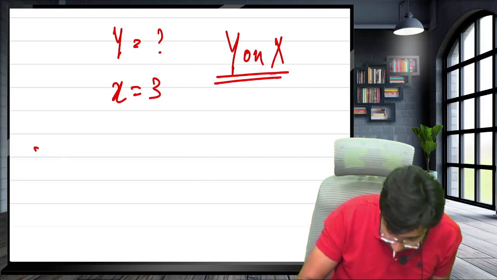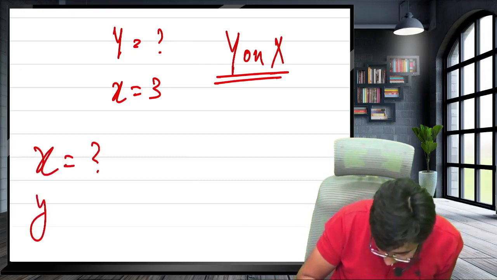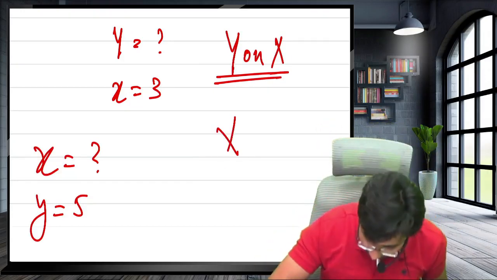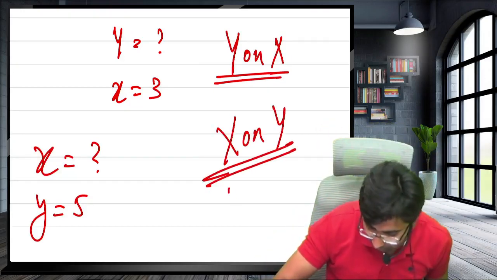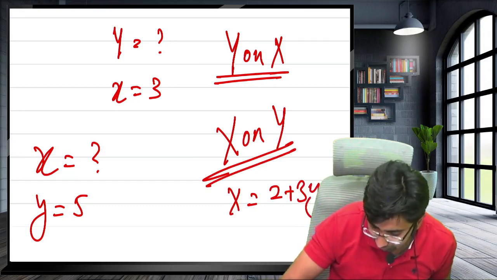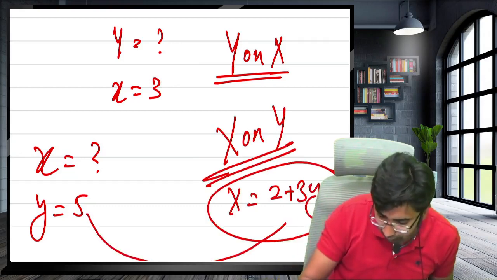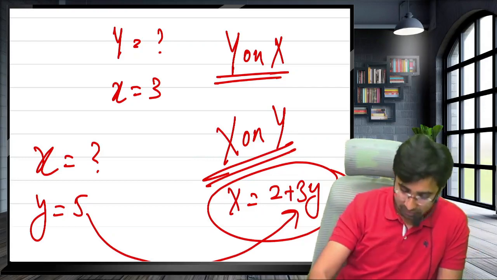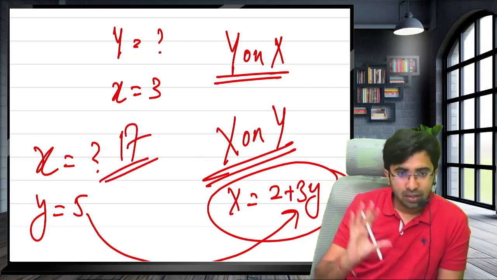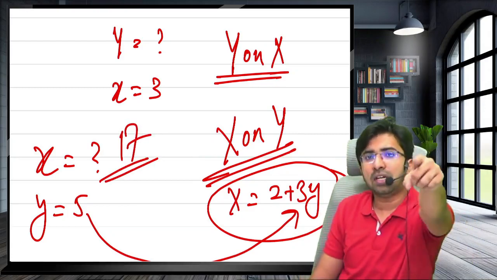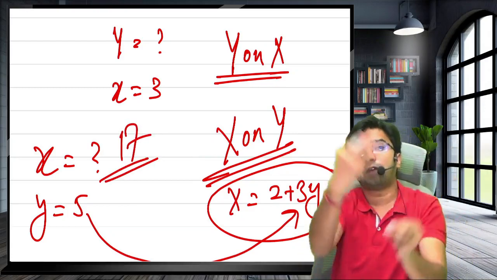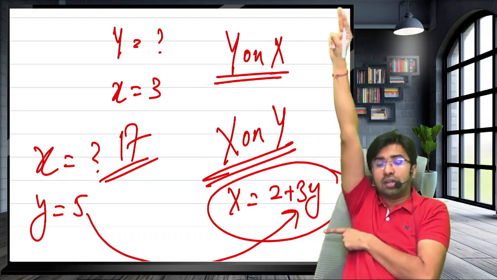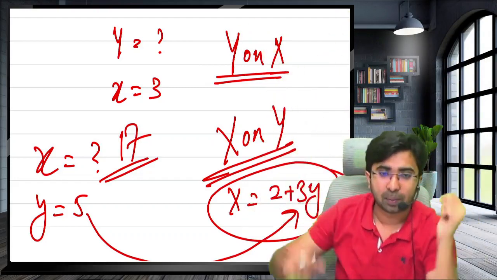Okay. Now, if I need to estimate the value of x and y is equal to 5 is given, what equation do I need to have? X on y. Guys, if I give you x on y, x is equal to 2 plus 3y. Can you construct the x when y is 5? You will put 5 over here. 5 threes are 15. 15 plus 2, how many? 17. Sir, x is 17. Is this point clear? If you want to calculate the value of y, I will construct y on x. And if you want to calculate the x, y is known, I will say x on y.